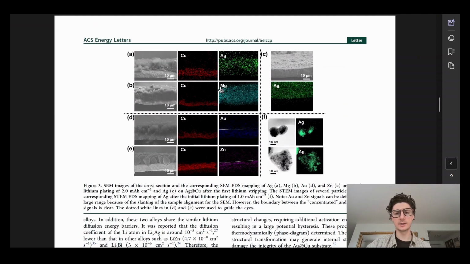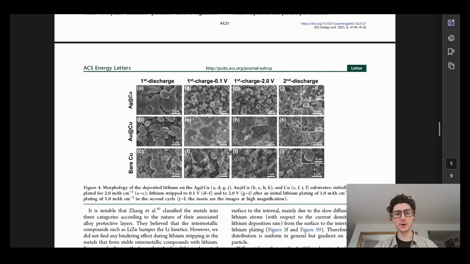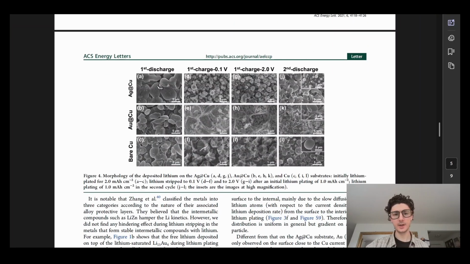They do some other analysis here. So I'm assuming this is SEM and the XPS. No, EDS. So these little speckled patterns here kind of show you where in the material there is gold and copper and stuff like this. Pretty cool, pretty interesting. But for now, I'm going to just zoom through.